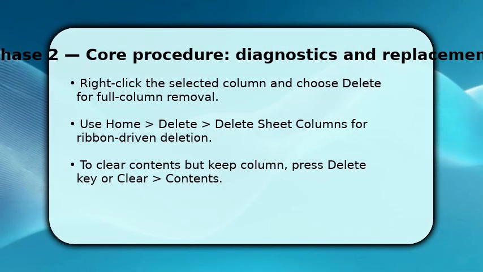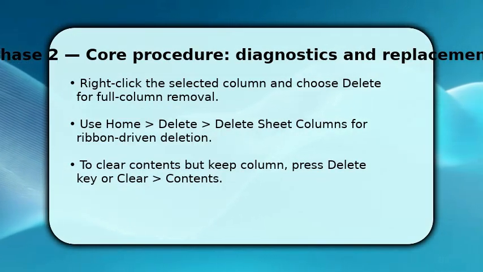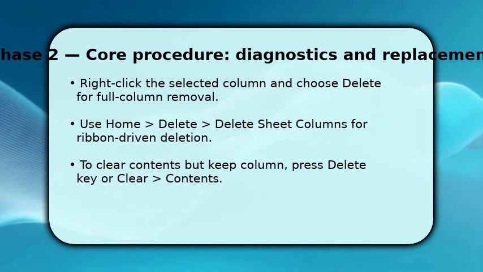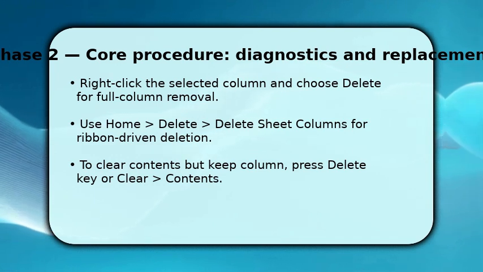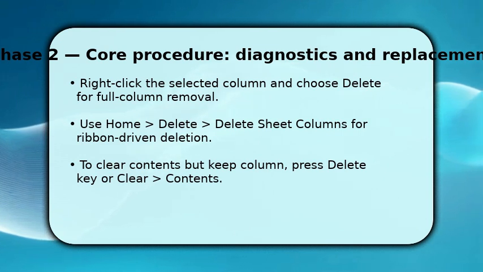Now you remove the column using one of three approaches. Right-click the selection and pick Delete. Use the Home ribbon, Delete Sheet columns, or clear only contents if you need the structure. Right-click Delete shifts remaining columns left, preserving sheet layout. Use Clear Contents when you want to retain formatting or comments.